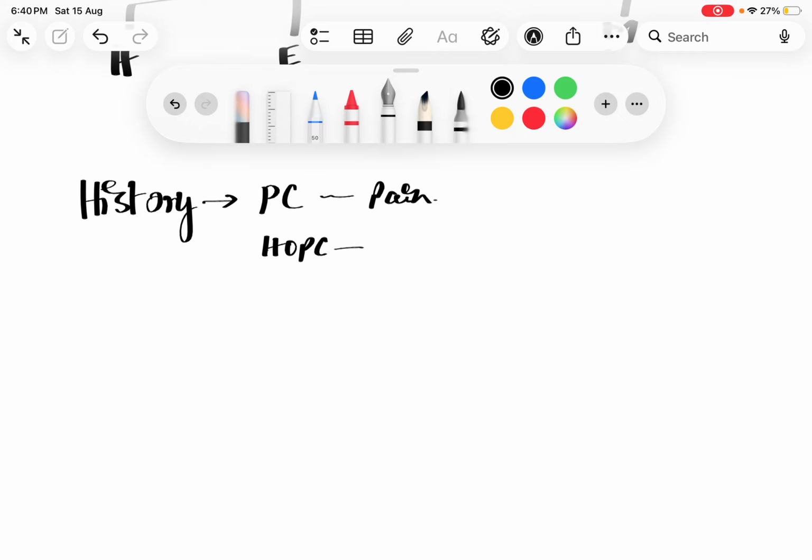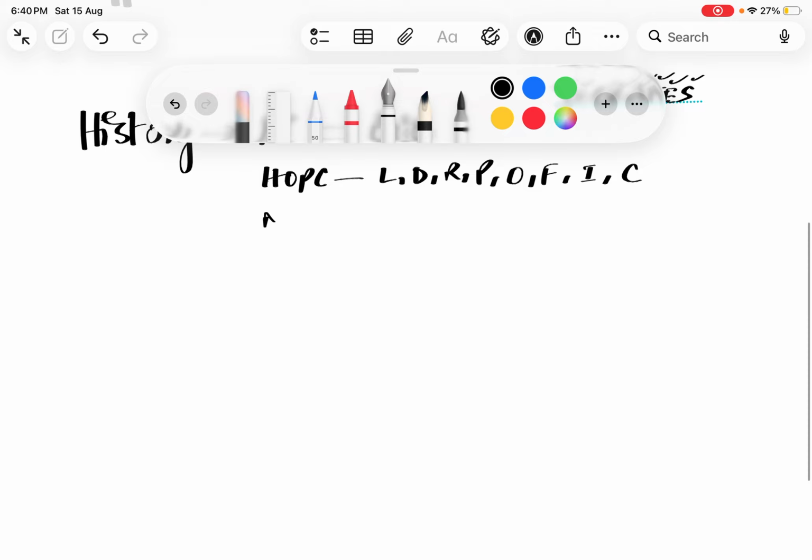For the history of presenting complaint of pain, you can either go for the SOCRATES mnemonic, which is site, onset, character, radiation, associated factors, time, exacerbating factors, and severity, or you can go for individual things that are written in your book: the location of pain, duration of pain, radiation, periodicity, onset, frequency, intensity, and character of pain, right? And then we have modifying factors, which are basically initiating factors, aggravating factors, and alleviating factors.